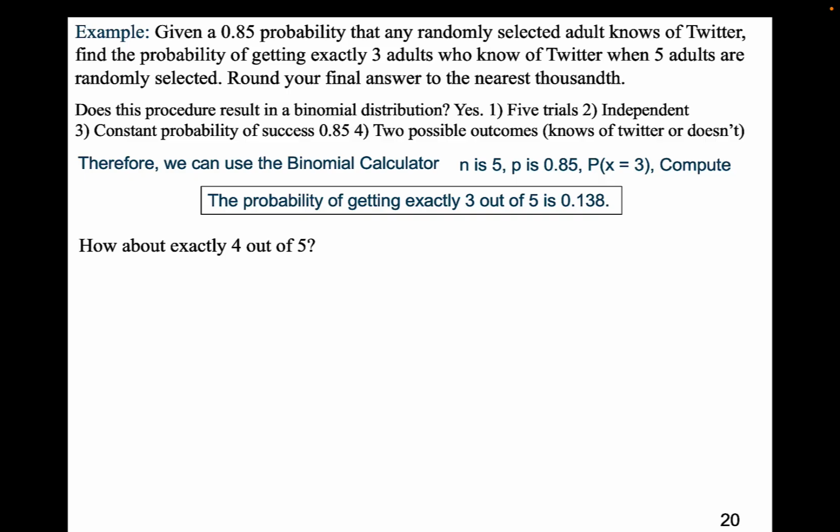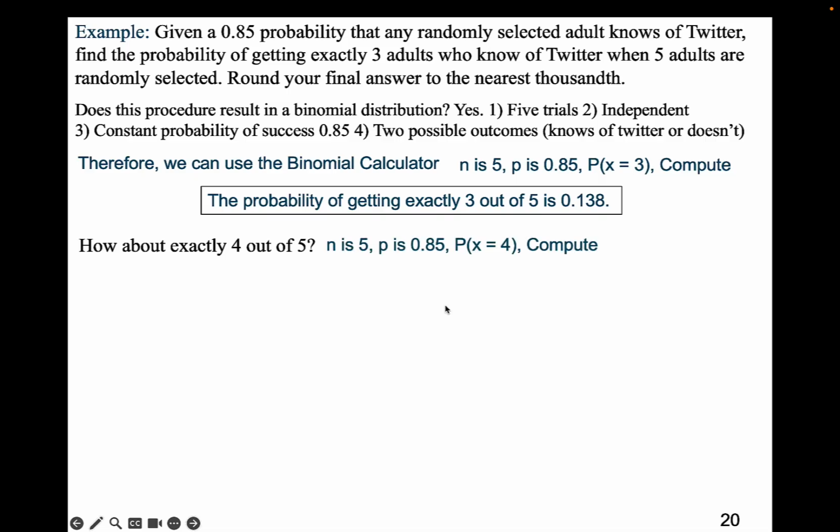So let's go back to StatCrunch. We're going to run this the same way, same program, except what I'm trying to get you guys to do here is practice what changes. For the first task, it was exactly 3 adults knowing of Twitter out of 5. And here it's exactly 4 adults knowing of Twitter out of 5. So what changes? The N, the P, or the X?